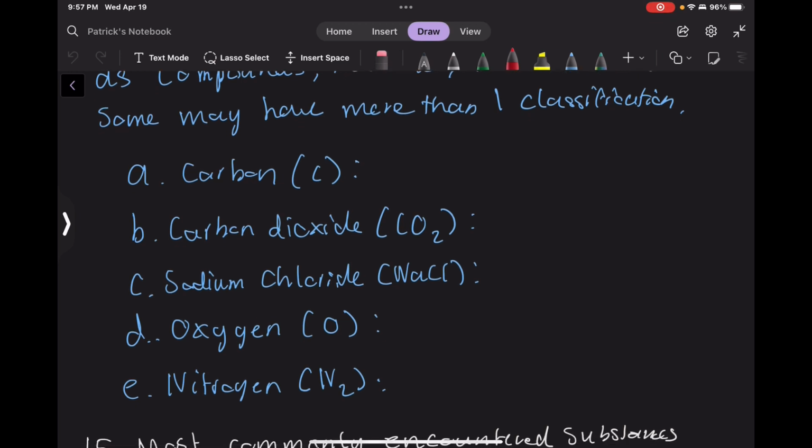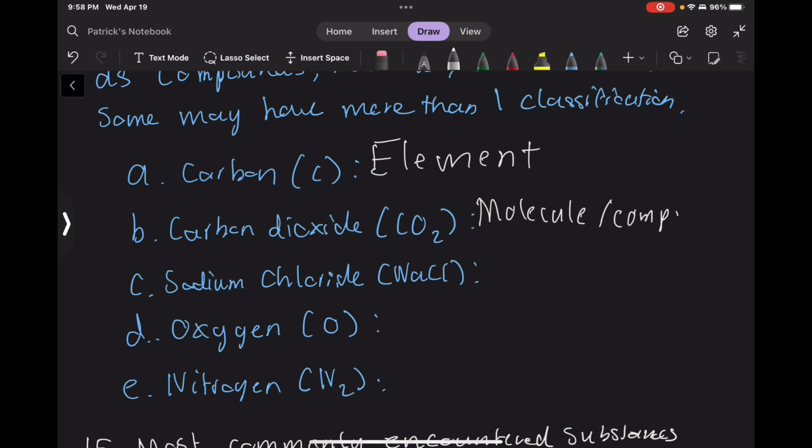Carbon would be classified as an element. This is because it is only 1 atom, as denoted by the lack of subscripts and the lack of a second element symbol. What about carbon dioxide, or CO2? Carbon dioxide is both a molecule because it contains more than 1 atom, and a compound because it contains more than 1 element.